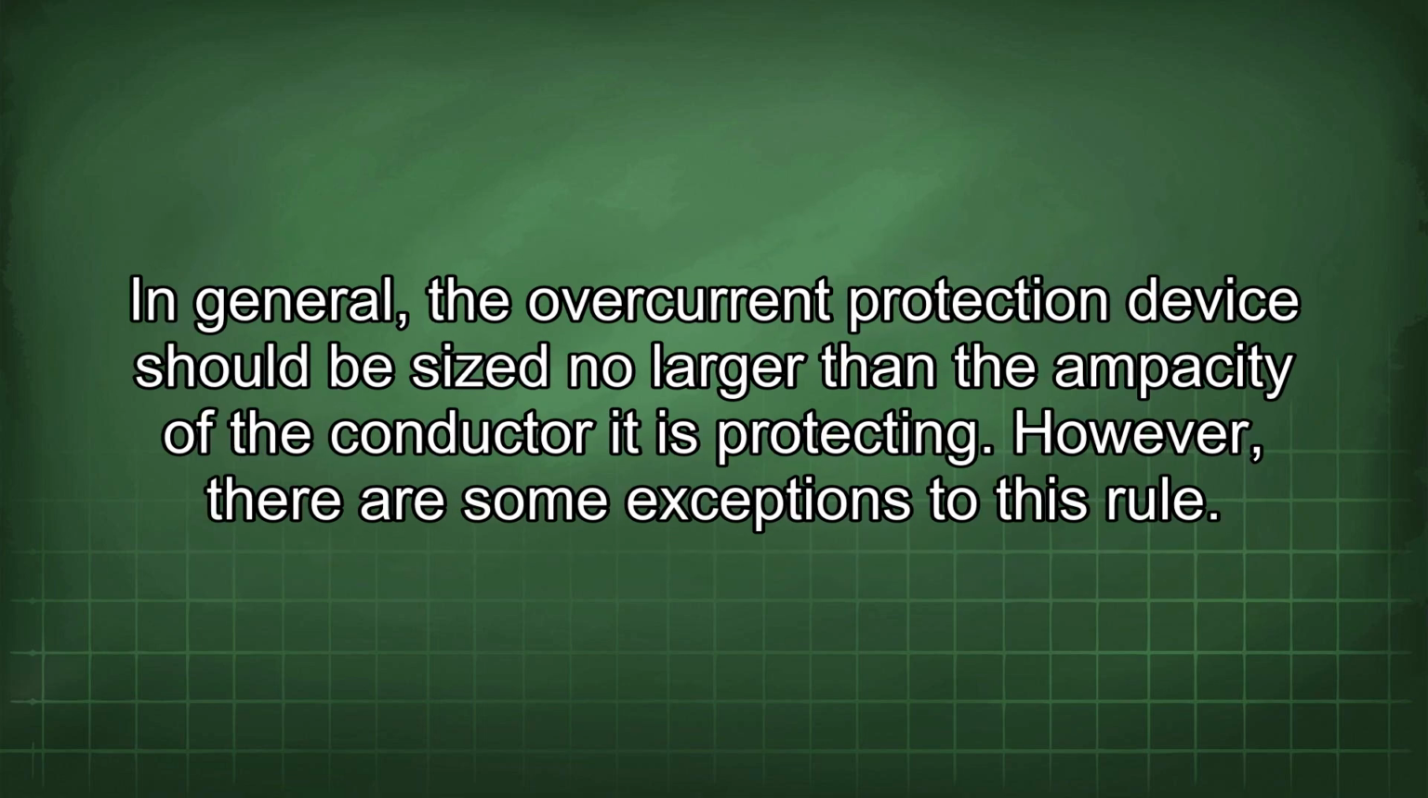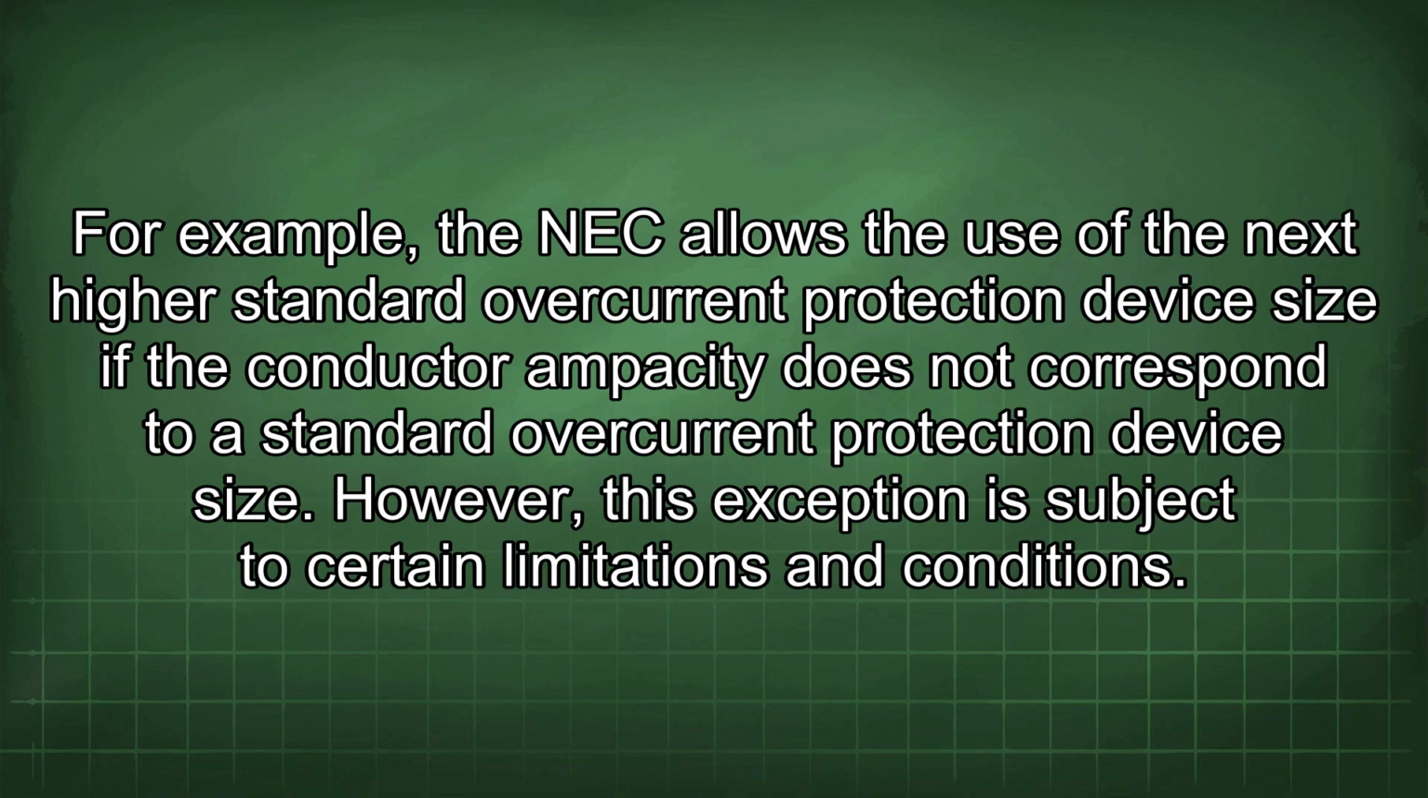In general, the overcurrent protection device should be sized no larger than the ampacity of the conductor it is protecting. However, there are some exceptions to this rule. For example, the NEC allows the use of the next highest standard overcurrent protection device size if the conductor ampacity does not correspond to a standard overcurrent protection device size. However, this exception is subject to certain limitations and conditions.